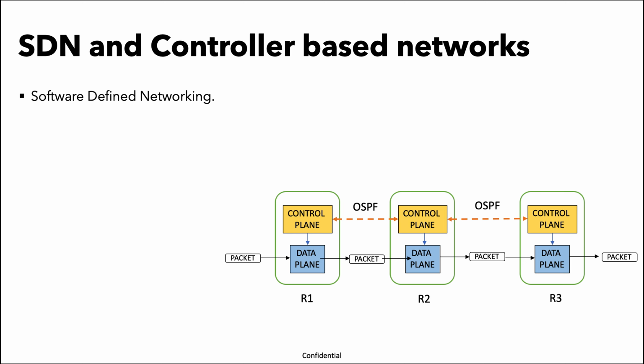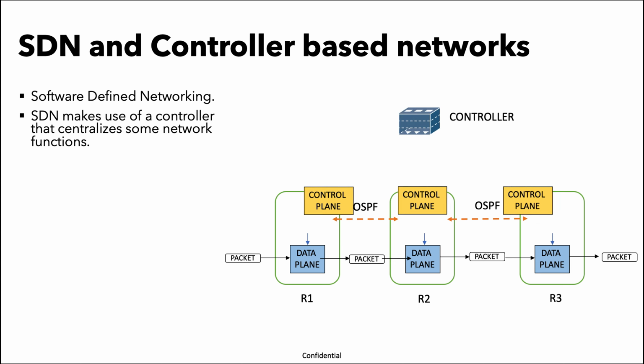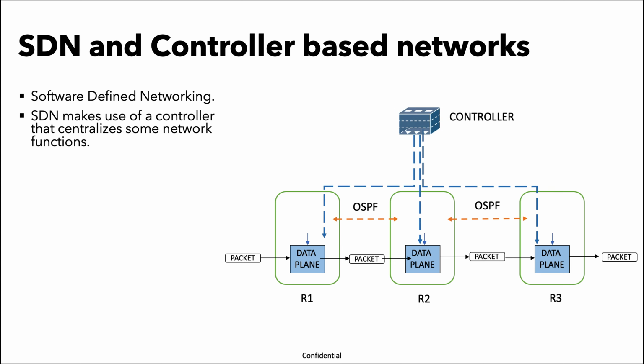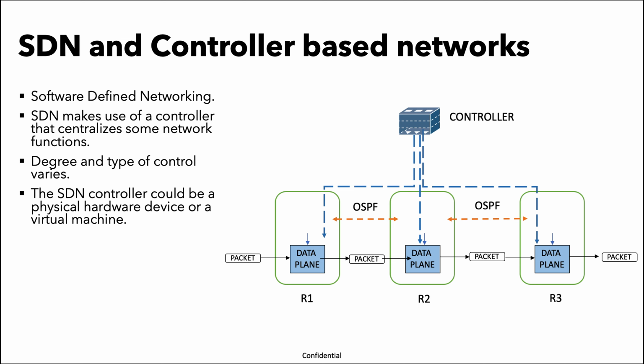SDN makes use of a controller that centralizes some functions, or centralizes the control of the networking devices. So you will have a controller which will take the control of all the devices centrally. The degree of control and the type of control varies widely. For instance, the controller can perform all control plane functions, replacing the devices' distributed control plane. Alternatively, the controller can simply be aware of the ongoing work of the distributed data, control, and management planes of the devices without changing how those operate.